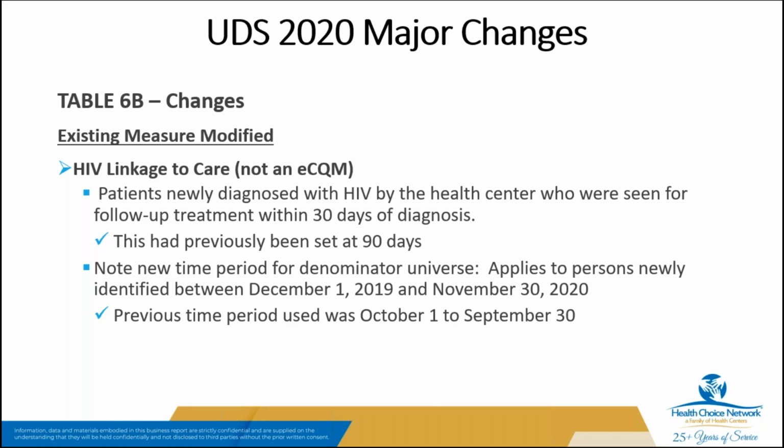Obviously, with this, we just have to note that the denominator dates also change. In order for you to see whether a person has had a follow-up visit within the 30 days and be able to do it within the measurement year, which is the calendar year, the universe of patients would be patients who are diagnosed between December 1st of the previous year and November 30th of the current year. And then it looks for a follow-up within 30 days. So that 30 days allows you to see a follow-up in December for anybody who was diagnosed in November. In the past, the time period for the denominator used to be October 1st to September 30th. So there's a little shift in the denominator dates also for this measure. Okay, next slide, please.